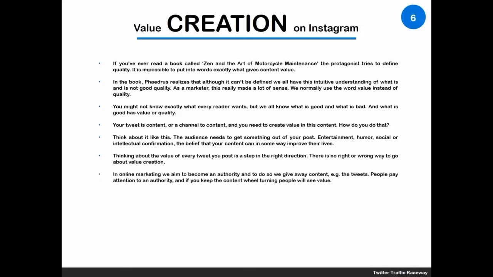In online marketing, we aim to become an authority, and to do so, we give away content, for example the tweets. People pay attention to an authority, and if you keep the content wheel turning, people will see value. Consider Caitlin's battle against cancer. Conversion: retweet. Call to action: please retweet. Value: fighting cancer and cancer awareness.